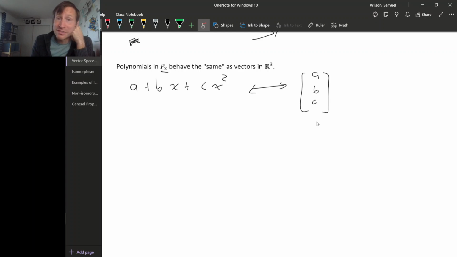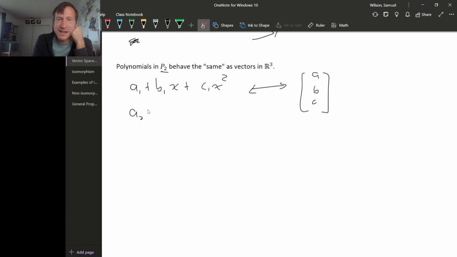Of course, as we saw in the last example, the question isn't just, is there a one-to-one correspondence? The question is, does the one-to-one correspondence turn addition in one vector space into vector addition in the other? So we could do the same sort of thing.